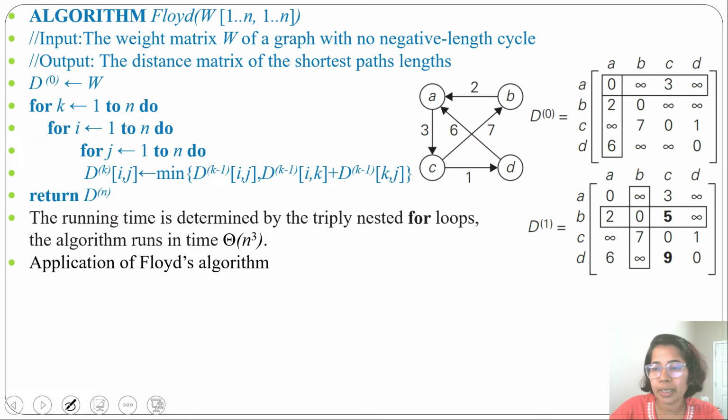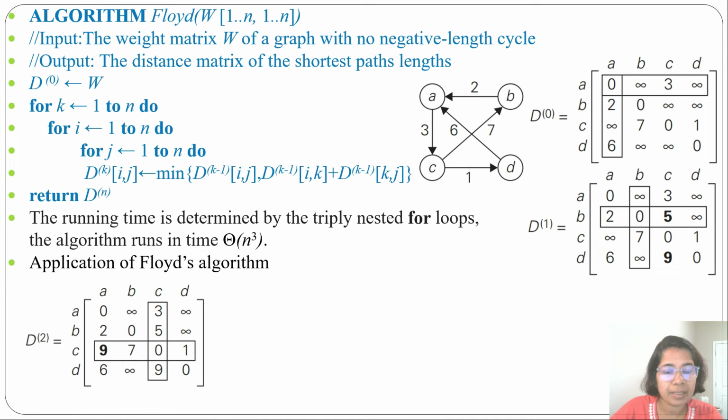Next, for D2, we'll mark the second row and second column. Is there any path via B? That we'll check now. C to A, 7 plus 2, there will be a path of 9. C to B is 7, B to A is 2, so this cost will be 9. Only this weight will be changed.